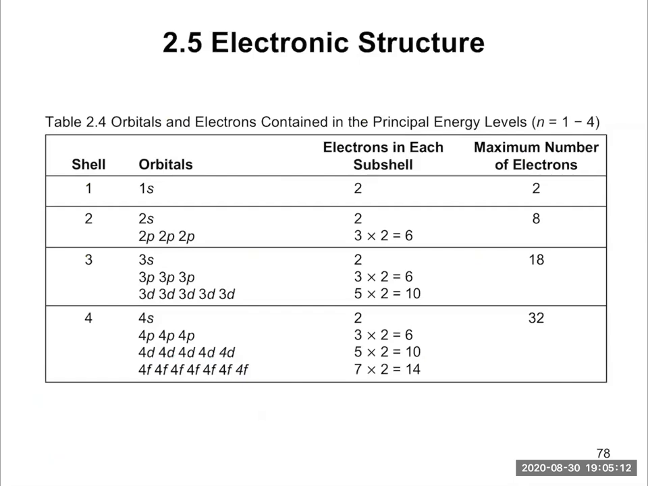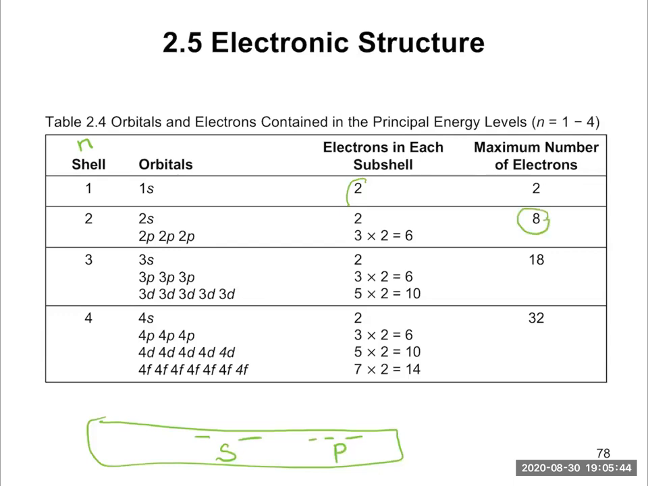This is your n. n equals 1. Inside your n, you're only going to have an s orbital. Since s can only hold 2 electrons, you're only going to be able to hold 2 electrons. In n equals 2, you're going to have s and p. p has 3 orbitals and s has 1, so you're going to be able to hold 8 electrons. Because here's your 6 and here's your 2, that's where you get the 8.